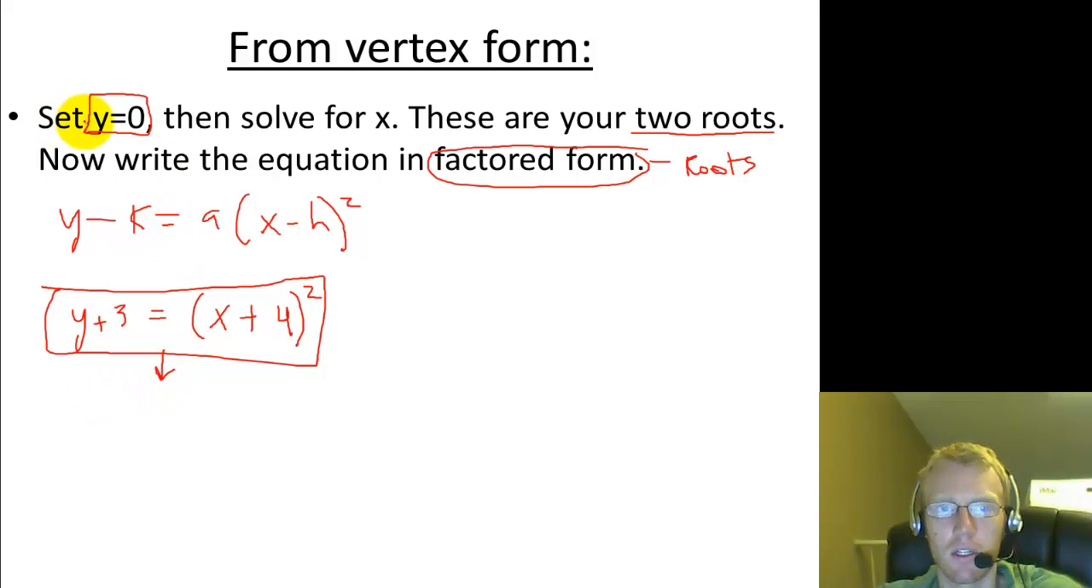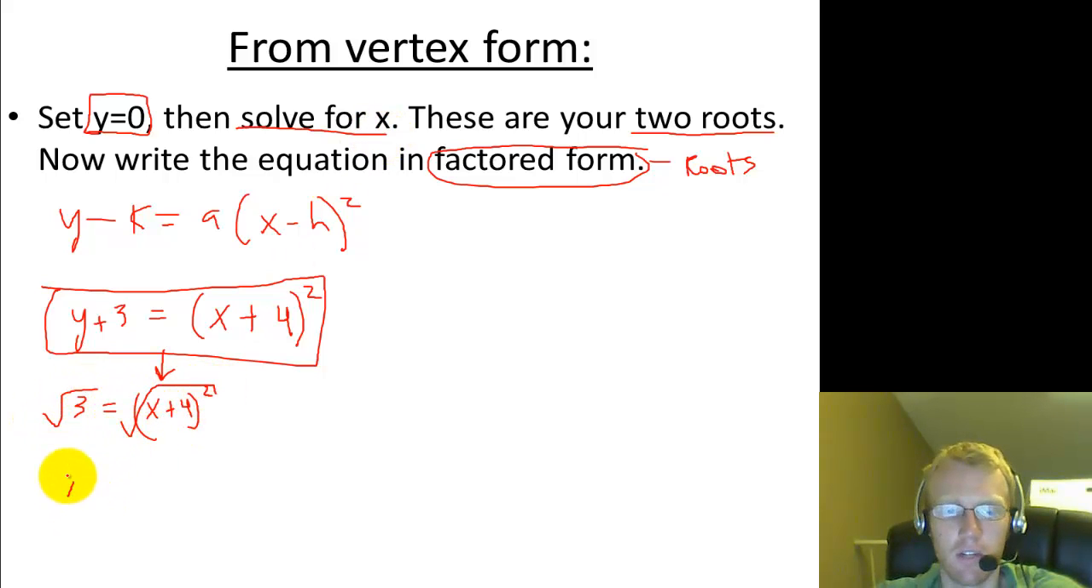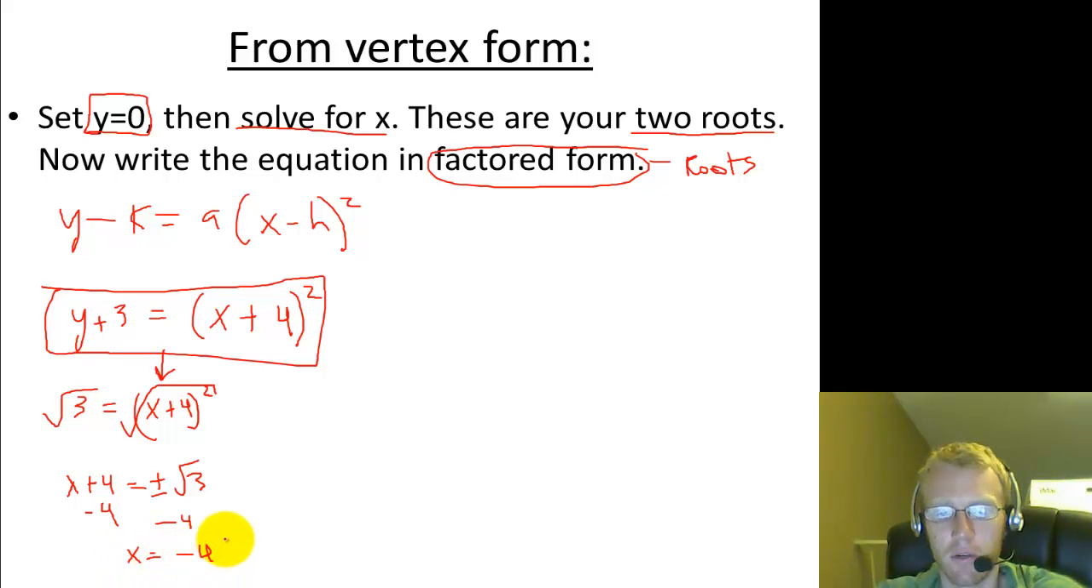Now we're going to set y equal to 0. So now we just have 3 equals (x plus 4) squared. Solve for x. Take the square root of both sides. So we have x plus 4 equals plus or minus the square root of 3. Then we subtract 4 from both sides. Then we have x equals negative 4 plus or minus the square root of 3. Okay, so we can get answers for these two. Square root of 3 is about 1.7, so negative 4 minus 1.7 is negative 5.7, and negative 4 plus 1.7 is negative 2.3.